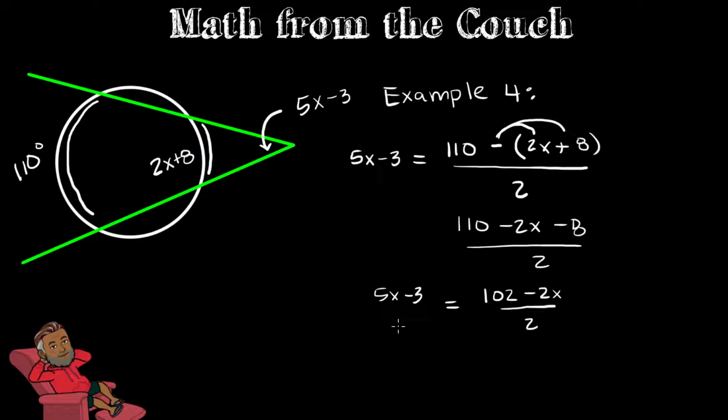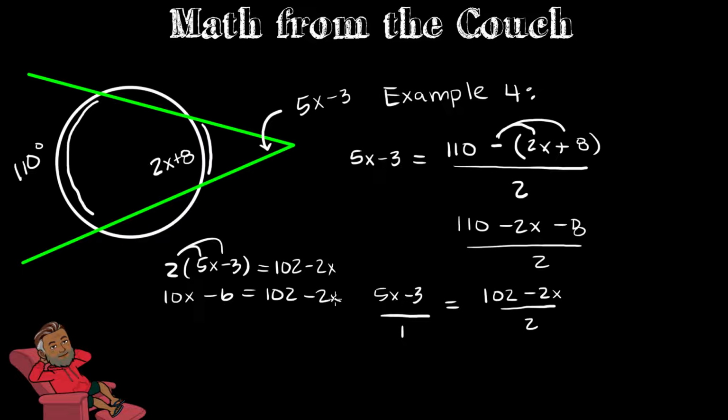Now, since the variable is not isolated, I'm going to go ahead and set up as 2 fractions. So I'm going to put a 1 underneath it, and we'll cross multiply. Now, when I multiply the 2 and the 5x minus 3, I get 2 times 5x minus 3 in parentheses is equal to 102 minus 2x. Over here, we're going to distribute. This gives us 10x minus 6 is equal to 102 minus 2x.